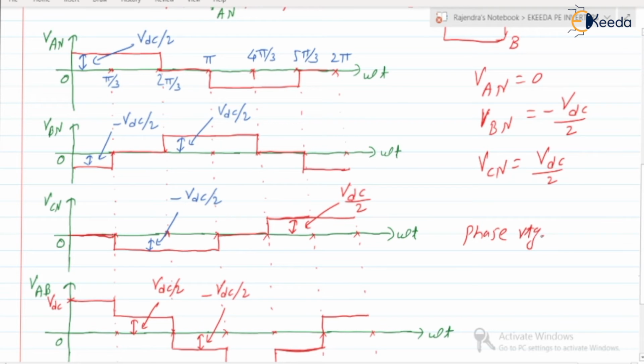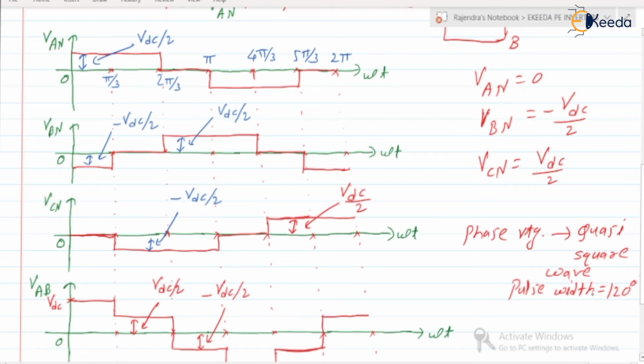it is a quasi square wave, right? And what is the pulse width? Pulse width is equal to 120 degree. Are you getting the point? Okay, so it is a quasi square wave and it is having a pulse width of 120 degree. This is the nature of phase voltage.